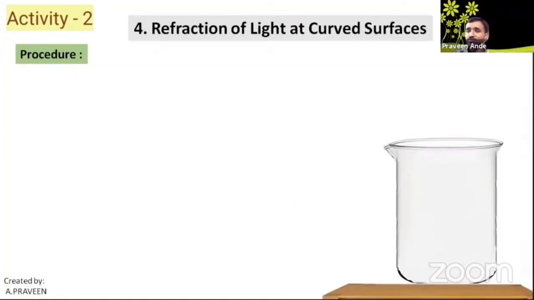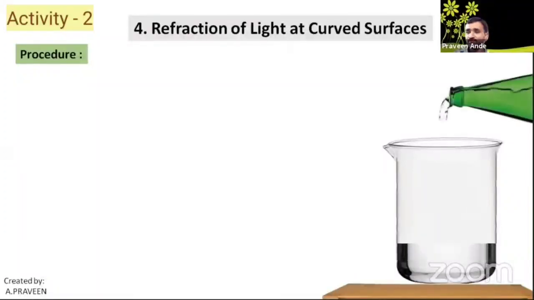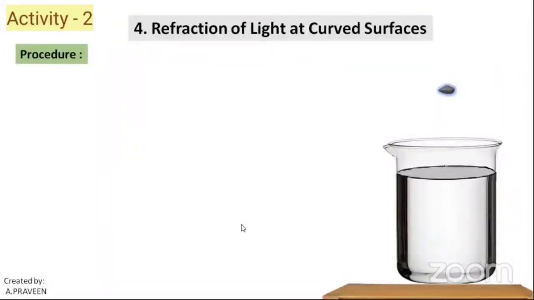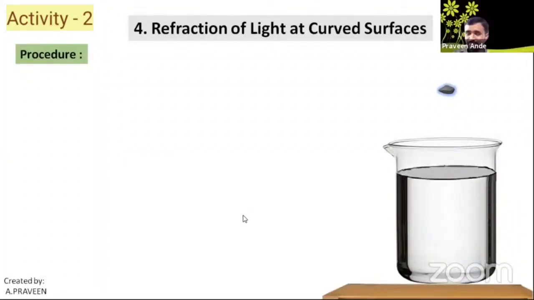I have to fill this beaker with water at least 3 times the focal length of the lens. So water is filled into the beaker. Then what to do? Just drop an object into the water. What is the object here? Black stone. So now I am dropping that black stone into the beaker.